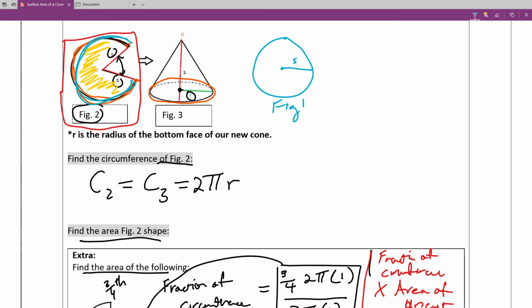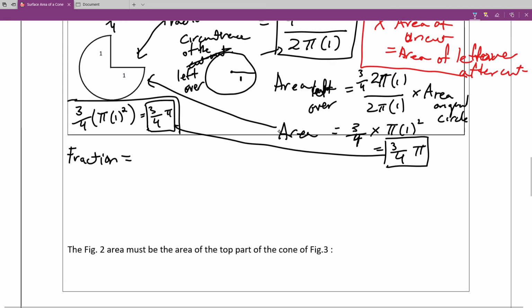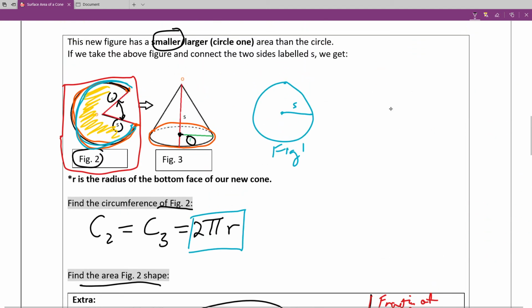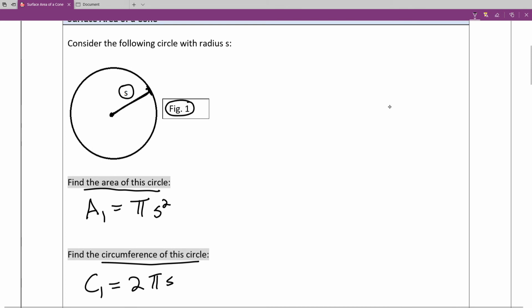Okay, so again, the circumference of figure 2, we figured that out here, 2 pi r. So the fraction is going to be 2 pi r, all divided by the whole circumference. So again, we had the whole circumference at the very beginning, right over here, 2 pi s.